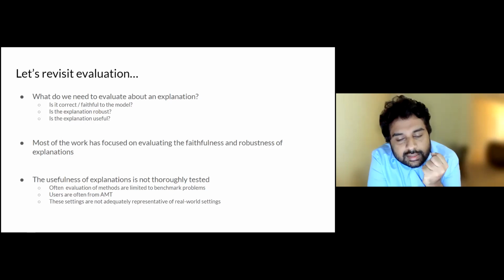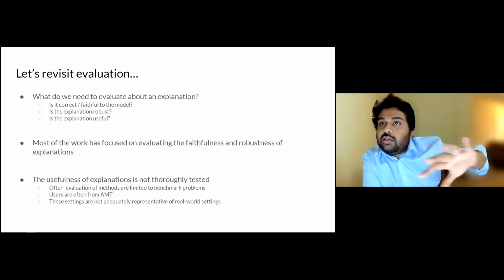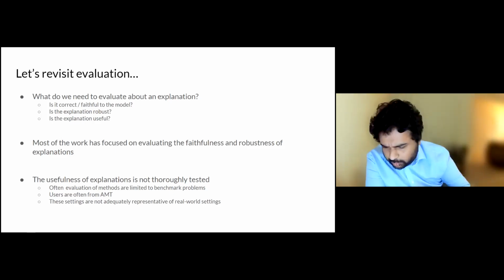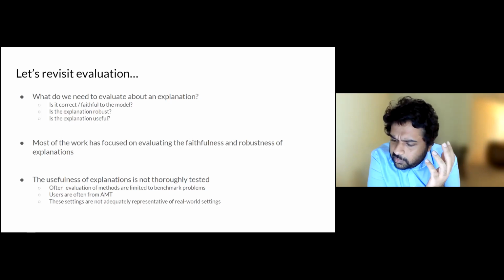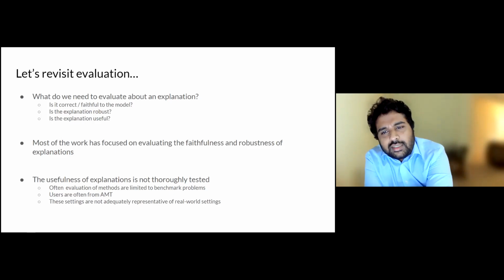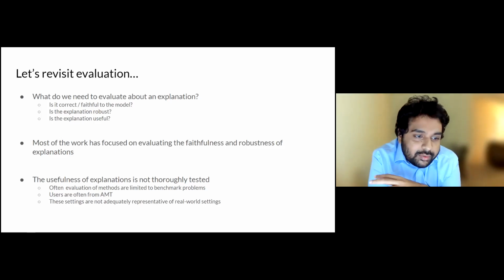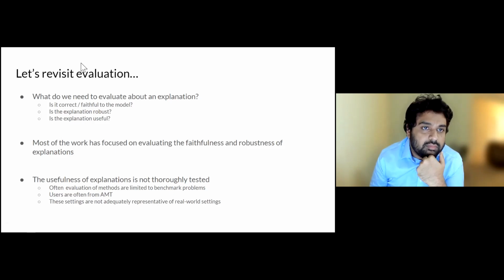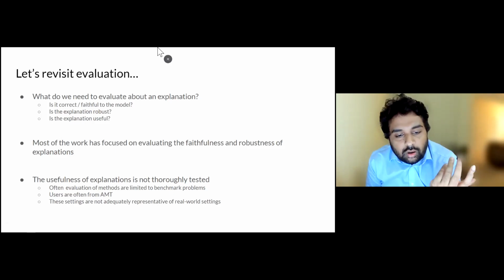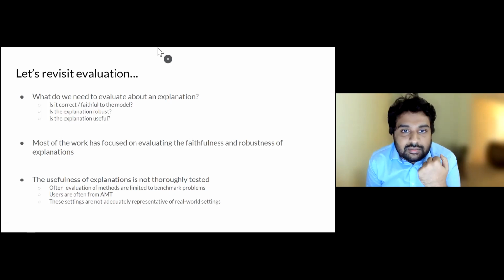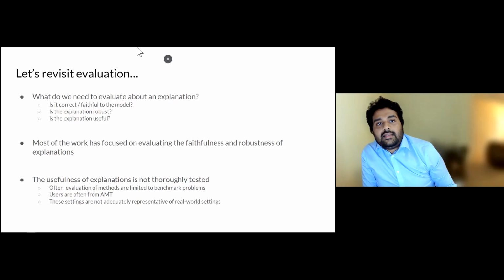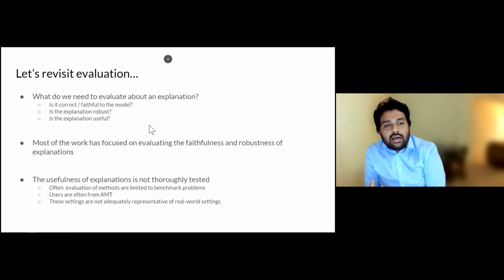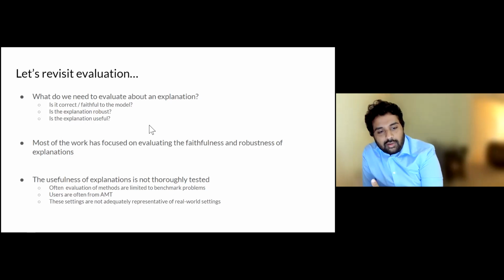Unfortunately, most of the work that has happened in this field has been focusing on the first two questions, or questions related to that: robustness, faithfulness, or fidelity. Those are the things that we have been evaluating in explanations, not necessarily the usefulness side. Even when we have evaluated the usefulness side of algorithms, we tend to use benchmark problems, or users from Amazon Mechanical Turk or something like that, that is not representative of the real world setting. So those evaluations don't really give us an idea of how these methods perform in a real world setting.